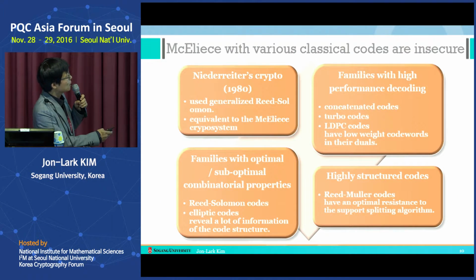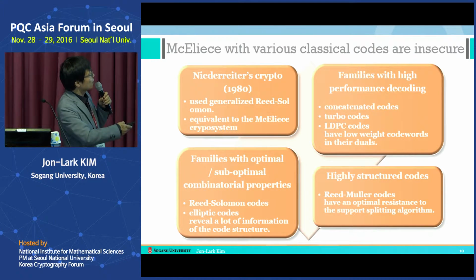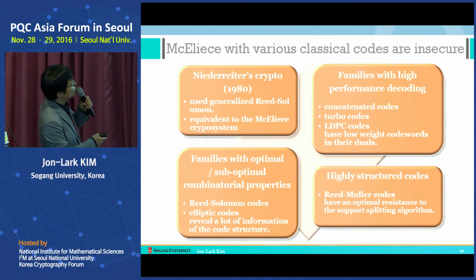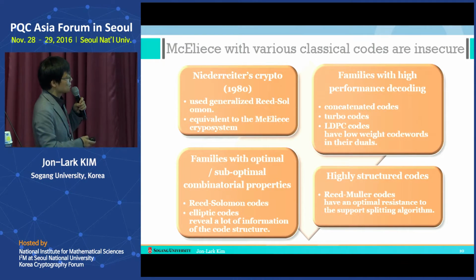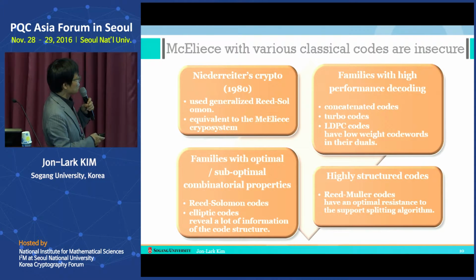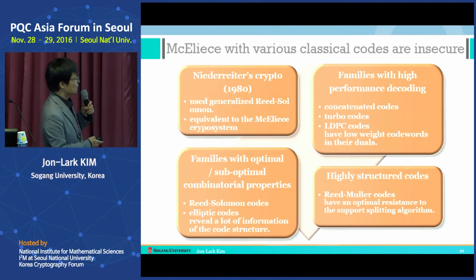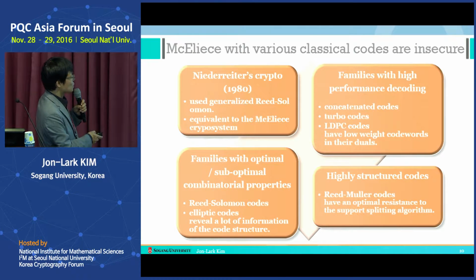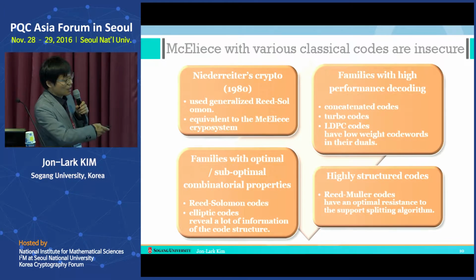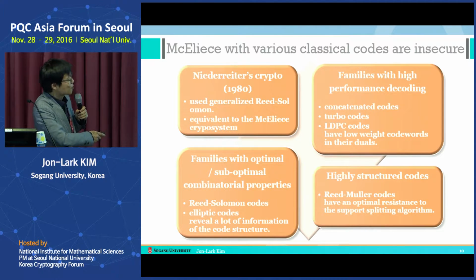So here is the list of the codes having relatively good decoding algorithms, but as I wrote here, those have been insecure under certain attacks. Even LDPC codes have low weight code words in their dual, so it leaks key information and it was broken. Reed-Solomon codes are very widely used in compact disks, but they also reveal some information of the structure. So even Reed-Muller codes or elliptic codes or algebraic geometry codes are not secure so far. If you modify something, then it can be secure, but currently it's not secure. And Reed-Muller codes also, based on some other algorithm, are not secure.